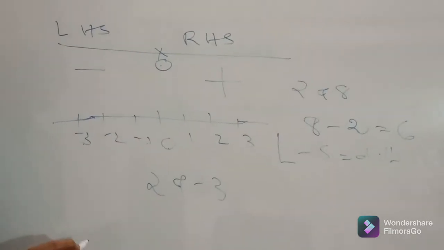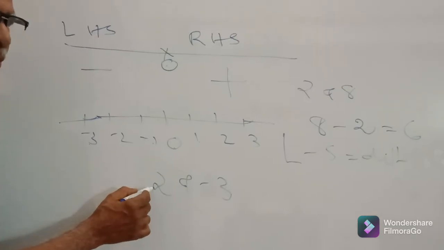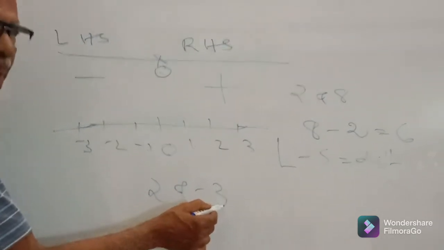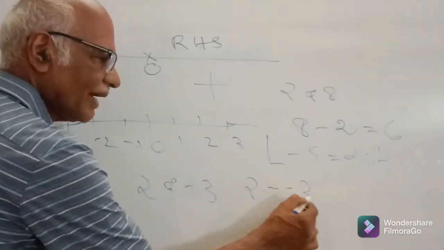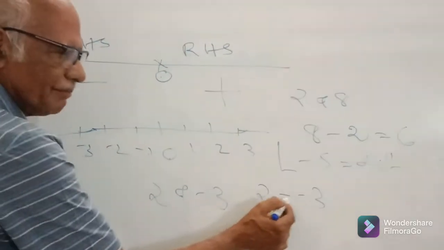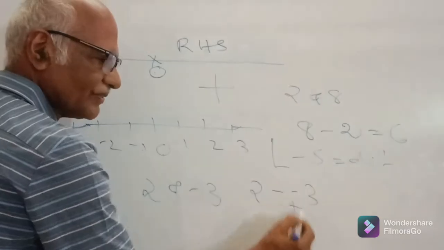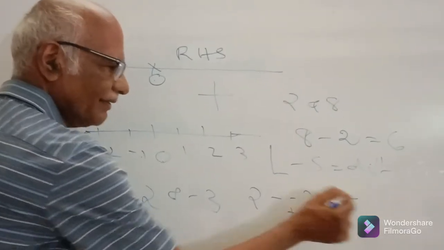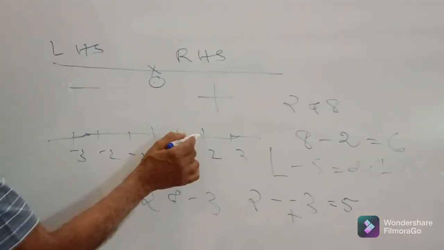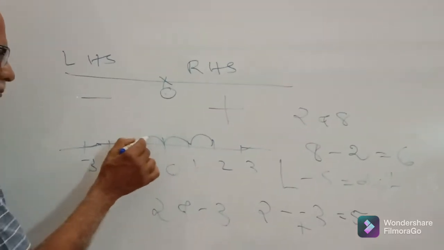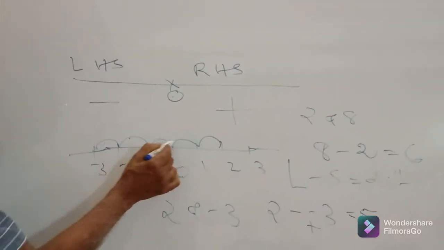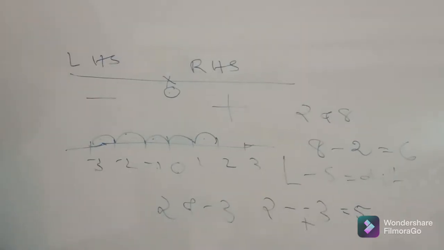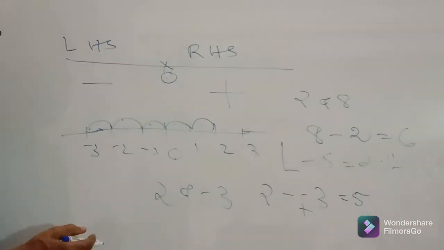Suppose you want to find the difference between 2 and -3. Now which number is large? 2. Which number is smaller? -3. So we consider 2 minus -3. And you know that minus minus becomes a plus. So the net effect is 5. You can see from 2 to -3, there is a jump 5 times. So that is the difference between the two numbers.